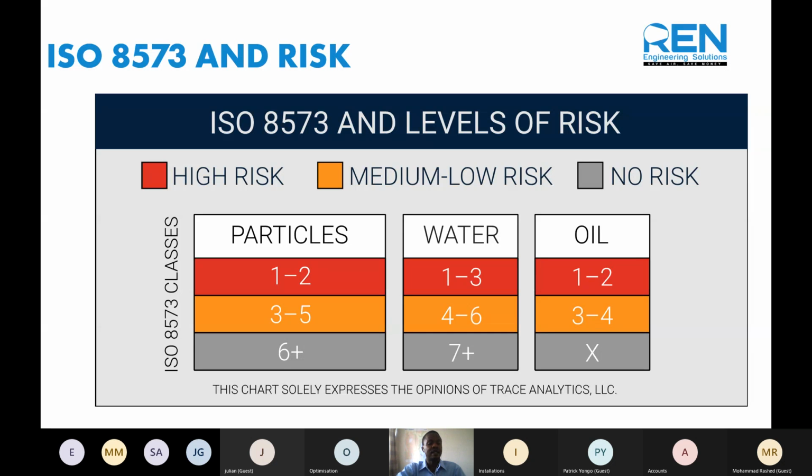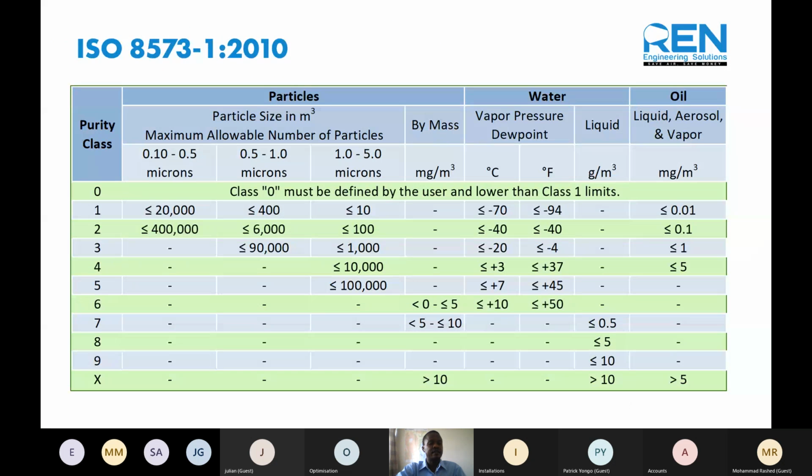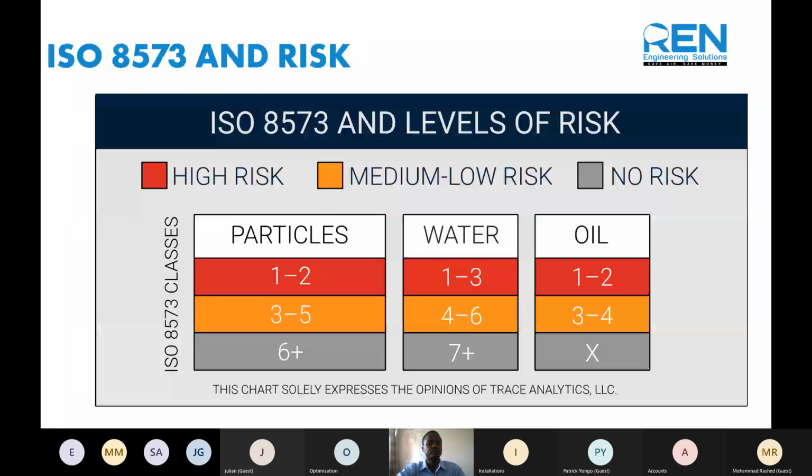It's important to note that class 0 does not mean zero oil. What it means, just going back a few slides, is that the amount of oil in the compressed air is better than class 1. And class 1, as you can see, is defined as less than or equal to 0.01 milligram per meter cubed. For medium or low risk applications, there is a recommendation given, and also for low risk applications.